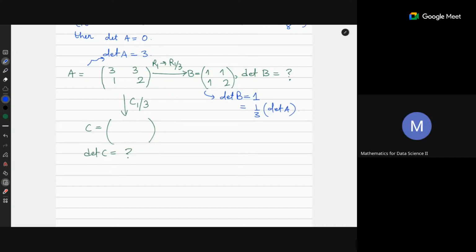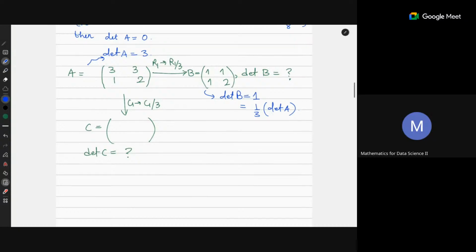All right. So this is what has happened. Now let's multiply column 1. Now replace your column 1 by dividing it by 3. All right. So what will you get? You will get 1, 3, 1 by 3, 2. Correct. Now what is the determinant of this matrix? Sir, it is 1. Right? It is 1 by 3 of the determinant of A.